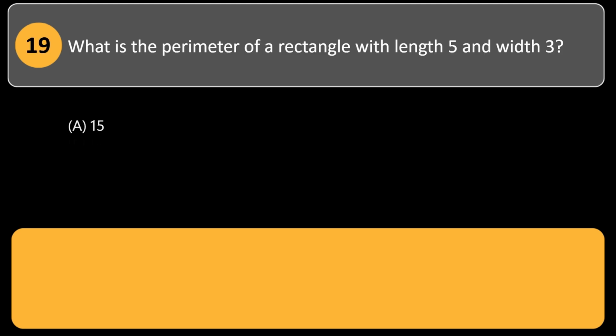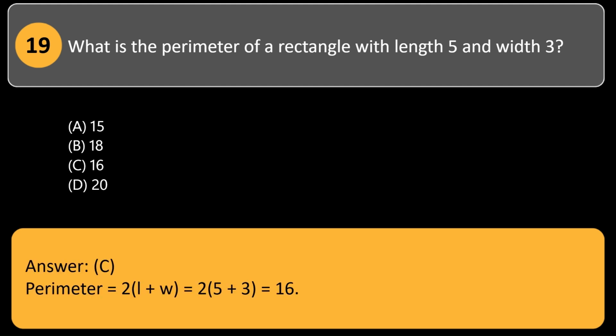What is the perimeter of a rectangle with length 5 and width 3? A. 15. B. 18. C. 16. D. 20. Answer, C. Perimeter equals 2(L + W), equals 2(5 + 3), equals 16.